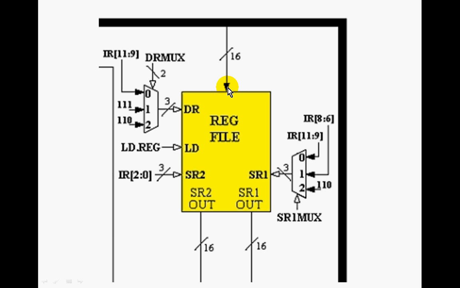The inputs to DR and SR1 are the outputs of MUX gates that select an input in accordance to control word signals DR MUX and SR1 MUX. Of the inputs to these gates, and also the input to SR2, notice how the signals are portions of the IR signal.